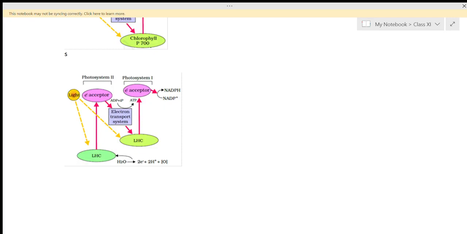So during the light reaction, because it takes place in the presence of sunlight, the splitting of water molecules takes place, due to which oxygen is released, and there is the formation of ATP and NADPH, which are further used in the dark reaction.